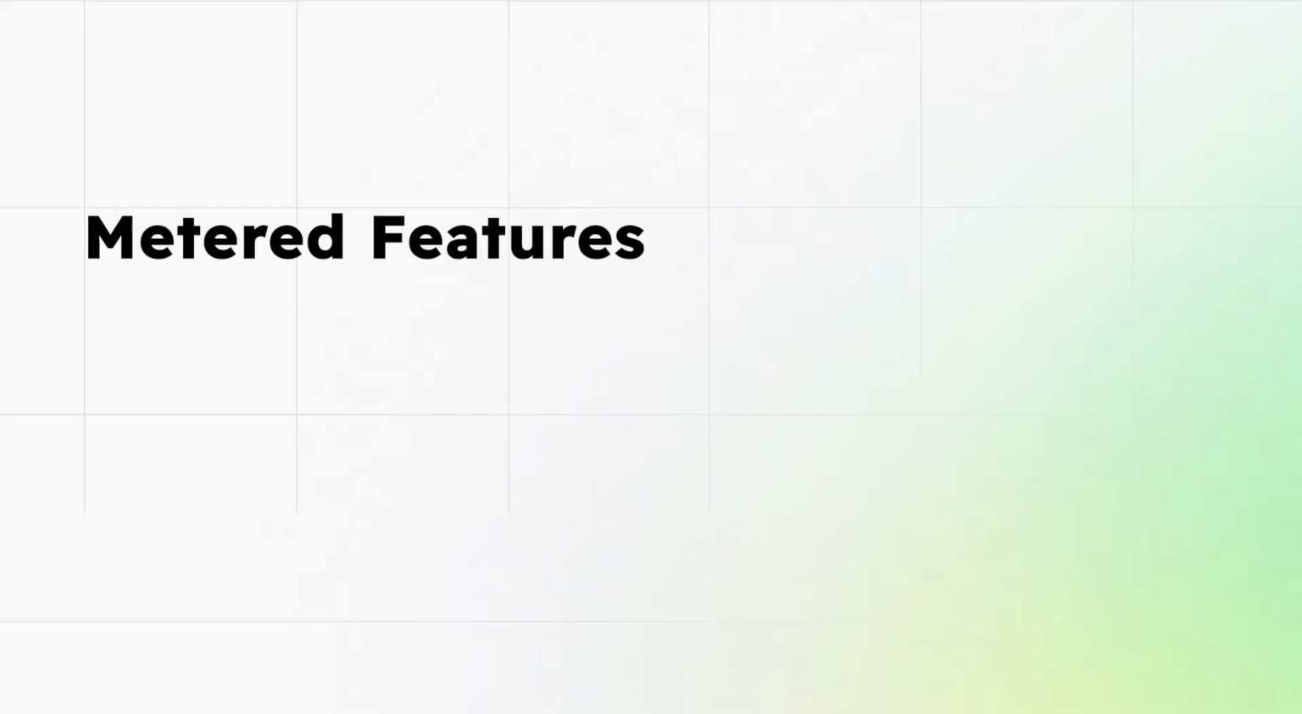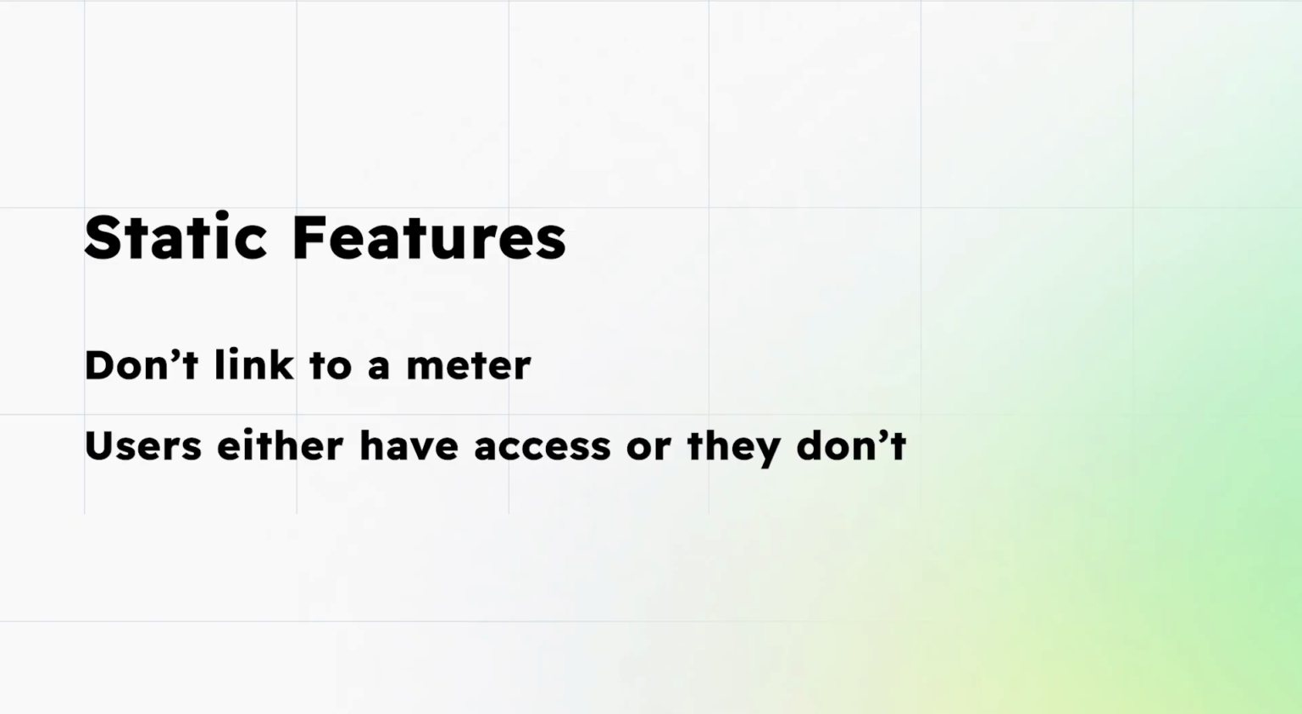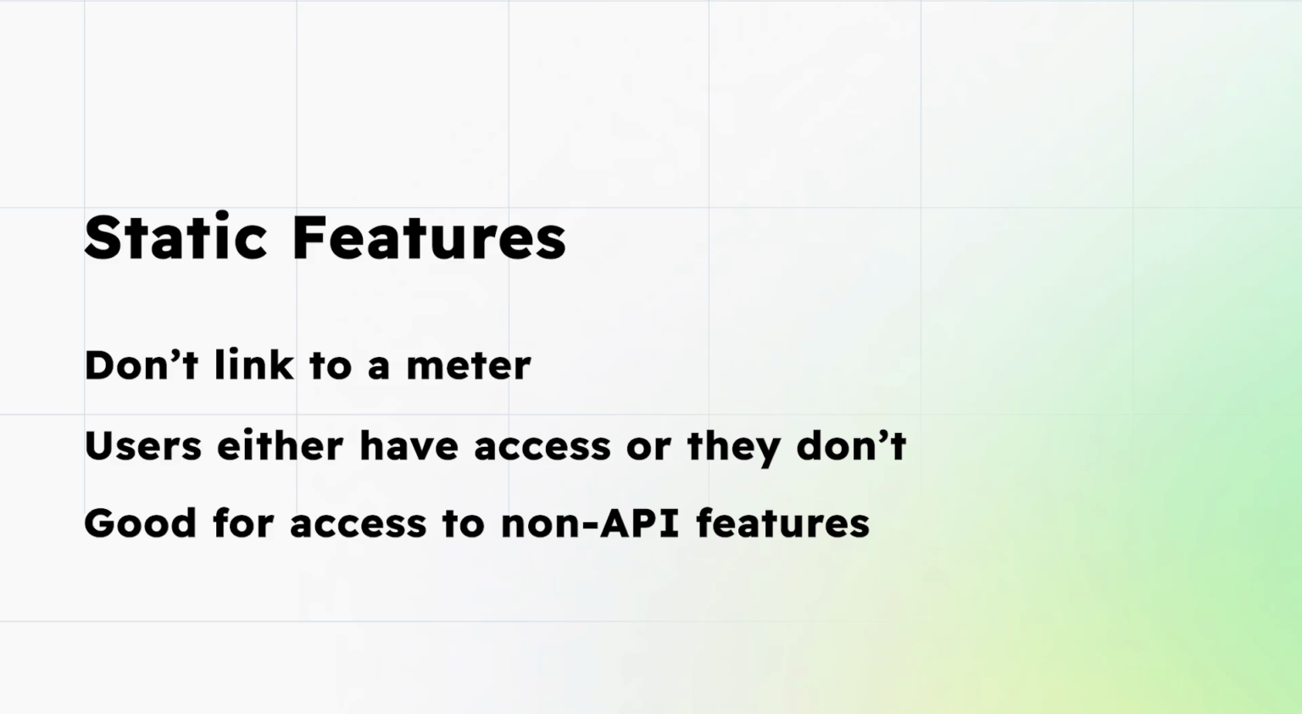Metered features link to a meter. When you include one in a plan, you set a quota for it. So something like how much usage is included, or whether there's a hard or soft limit, and what happens when you go over it. Static features don't have any meters, they're just Boolean. You either have access or you don't. So things like priority support, access to premium endpoints or beta features, those would be static features.